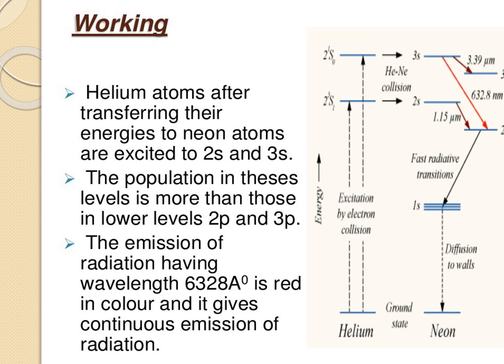So this is a continuous process every time. During discharge, the helium atoms are getting excited and they are transferring their energy to the neon atoms. In turn, the neon atoms are getting excited to the highest energy level. Then the transition takes place between the levels and the laser light is emitted.